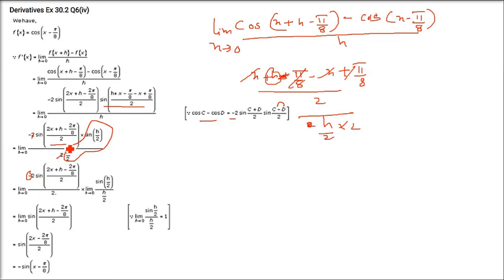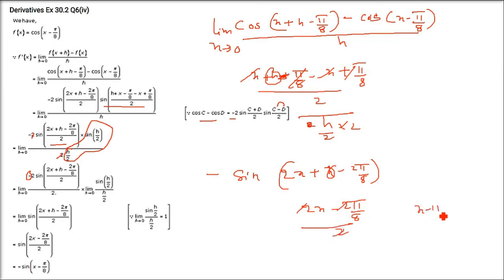This is sin((2x+h-2π/8)/2). Now apply the limit here. h is 0, so (2x - 2π/8)/2. You can take 2 common or cancel it. It will be sin(x - π/8), and you have also a negative in front. This is the final answer: minus sin(x - π/8).